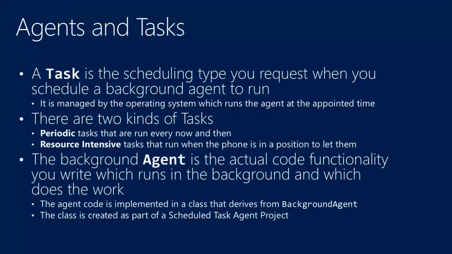The task is the actual scheduling type that you fire up. And there are two flavors of these, as you saw on the previous slide, periodic and resource intensive. And the names are the clue here: periodic ones get to run every now and then. Resource intensive ones get to run every now and then when the phone can do some proper work. And the agent code sits inside the task and actually does the work. You implement it in a class that derives from this task called background agent, and you create it as part of an agent project, and I'll show you that in a second. It's very easy to do. And you debug it in Studio as you would any other piece of code you write for the phone. It's as simple as that. So we'll come to that in a second or two, but this is just a bit of naming things.